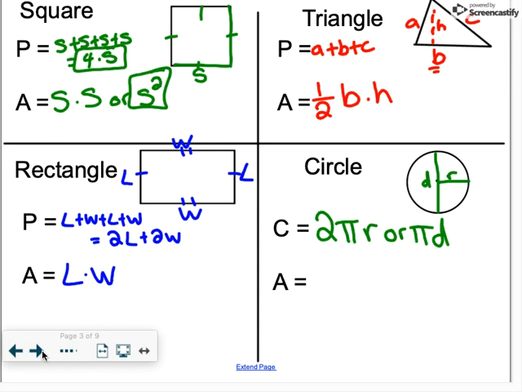diameter. And then getting to area of a circle, our formula for this is pi r squared. So that r stands for our radius. Again, feel free to pause the video if you need to write these down. I'm going to move forward here.